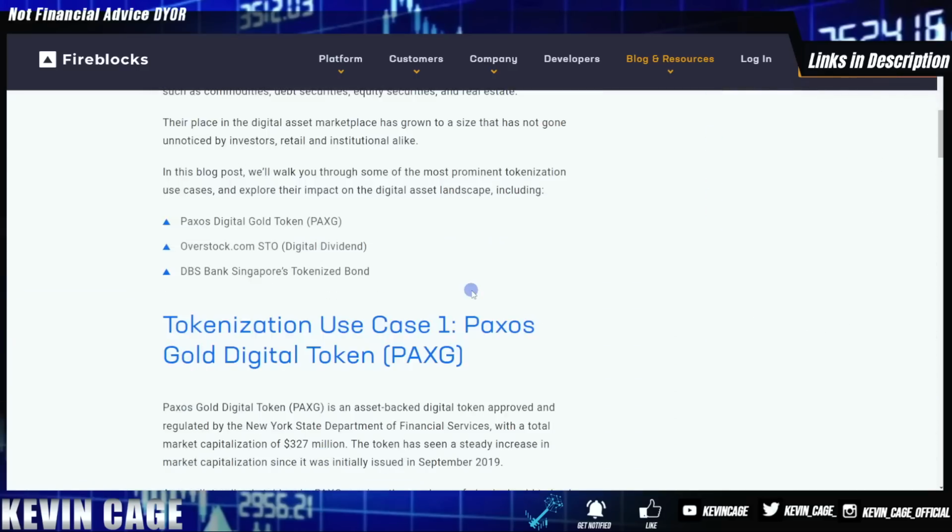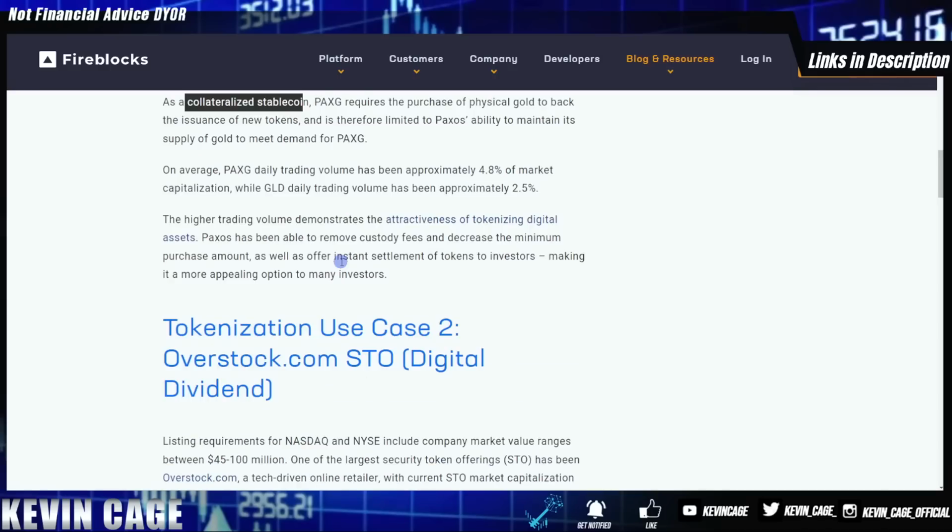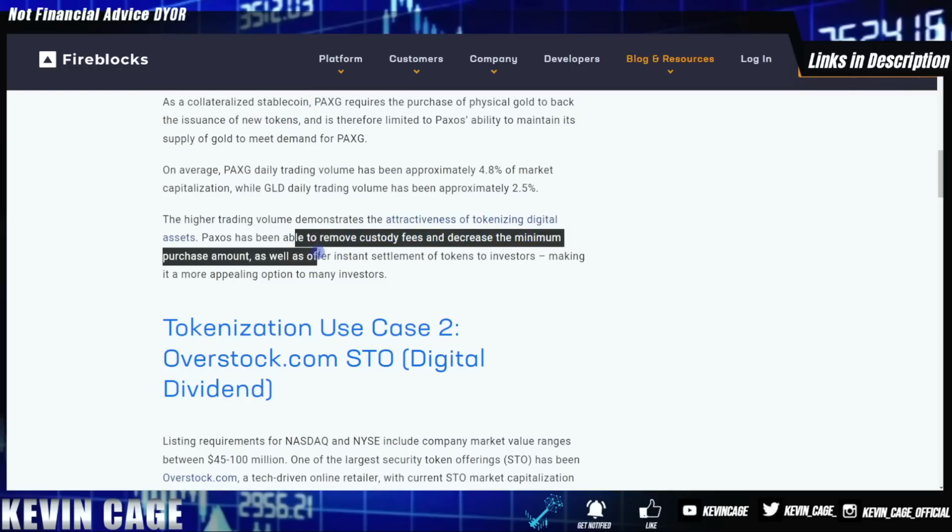So example 1 would be Paxos or PAXG. As we can see, this is tokenizing gold. So this stablecoin is collateralized with physical gold. Now the benefits of making gold a digital token is, right here, you can remove custody fees and decrease the minimum purchase amounts as well as offer instant settlements of tokens to investors. So you're improving capital efficiency, money can flow faster than ever before, just like information.